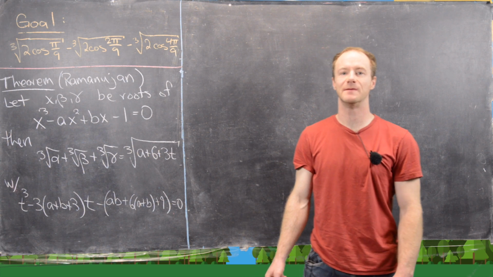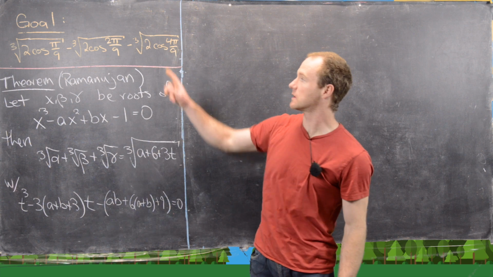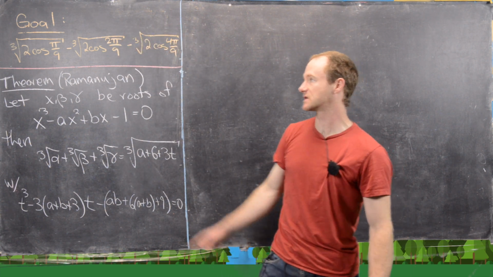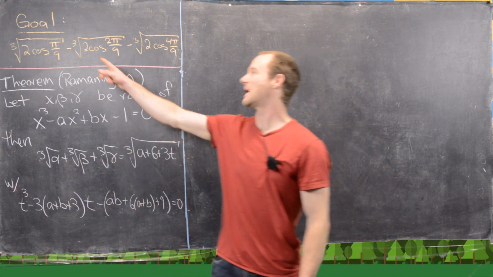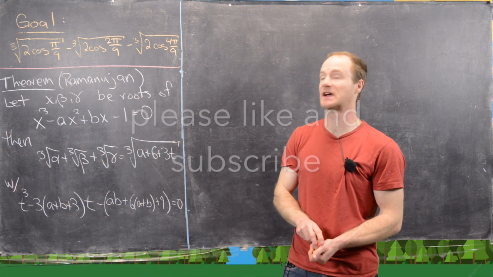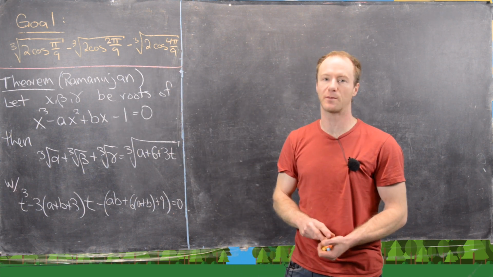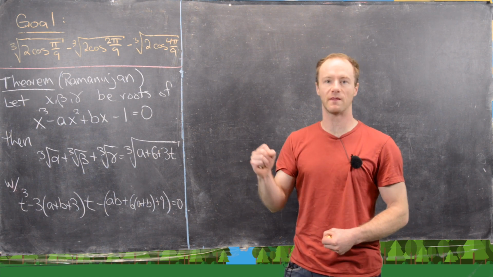Here we're going to derive an amazing trigonometric identity due to Ramanujan. So the goal is to put these three terms together into one object. So we have the cube root of 2 cosine pi over 9 minus the cube root of 2 cosine 2 pi over 9 minus the cube root of 2 cosine 4 pi over 9. And we'll be able to put this together into the cube root of one thing.